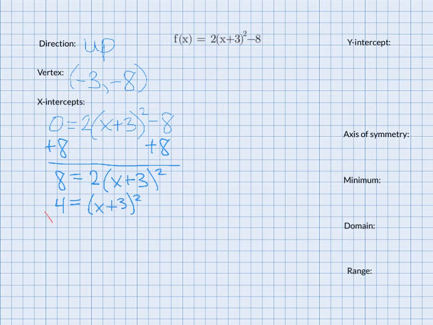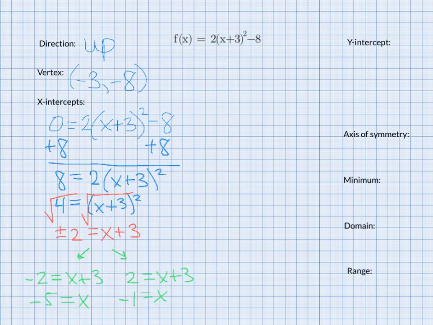Now from here, we're going to take the square root of both sides. And that gives us two solutions. When we take the square root of 4, remember we get positive 2 and negative 2. So we're going to have plus or minus 2 equals x plus 3. That means we're going to have two x-intercepts here. We account for the fact that negative 2 equals x plus 3, and that positive 2 equals x plus 3. When we solve for each one of these by subtracting 3, we'll get negative 5 as one of our x-intercepts. Subtracting 3 over here will give us negative 1 as our second x-intercept.